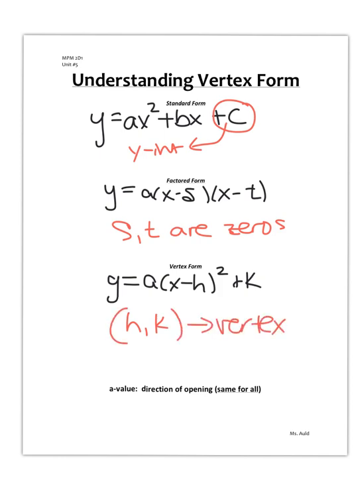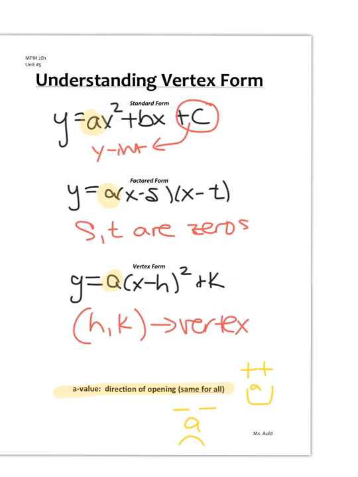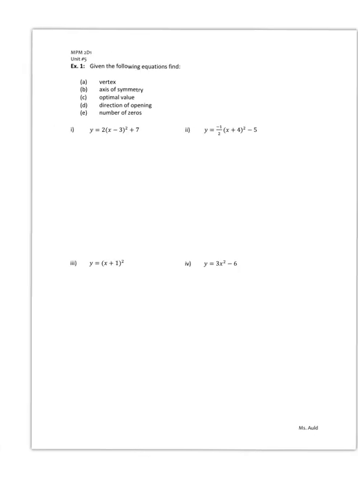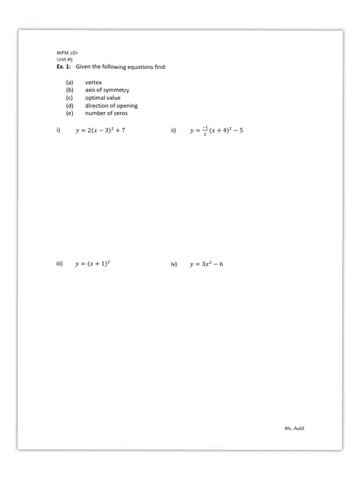Okay. Something important to note is that the a value is going to be the same in all of these. So the a value is always going to give us the direction of opening. So remember that if it is positive a value, the parabola opens up, and if it's a negative a value, the parabola opens down. Okay, so let's go and check out some equations in that form. We're going to state the vertex, the axis of symmetry, optimal value, direction of opening, and how many zeros we're going to expect from there.